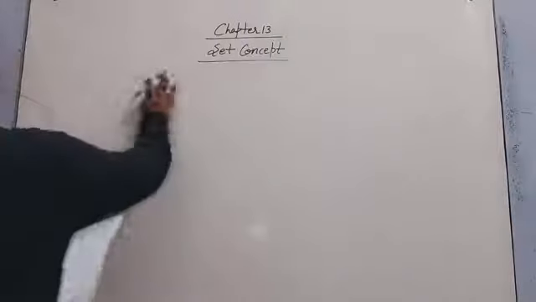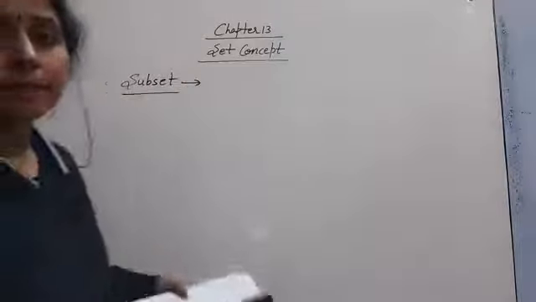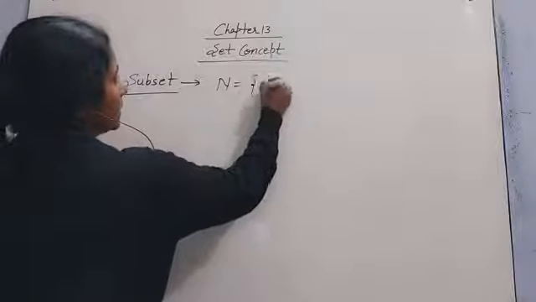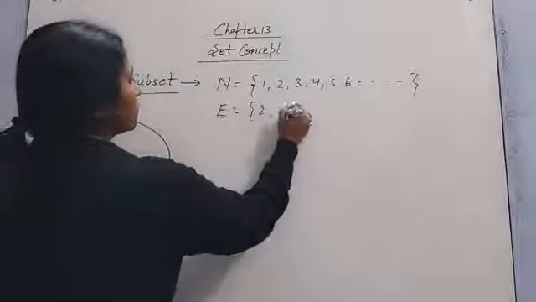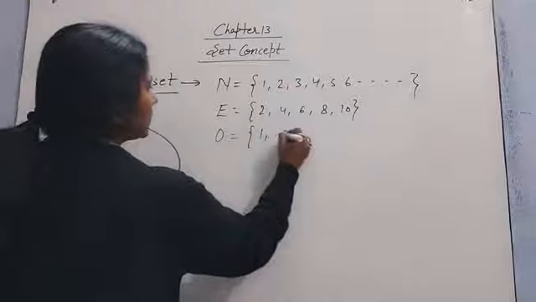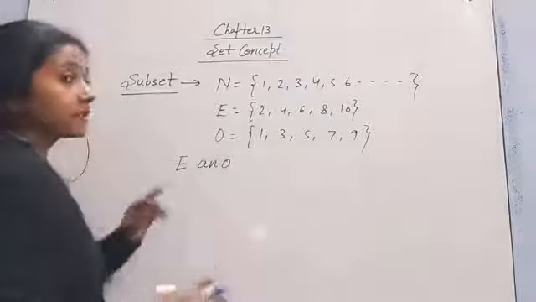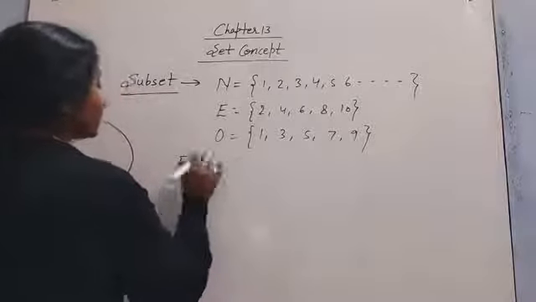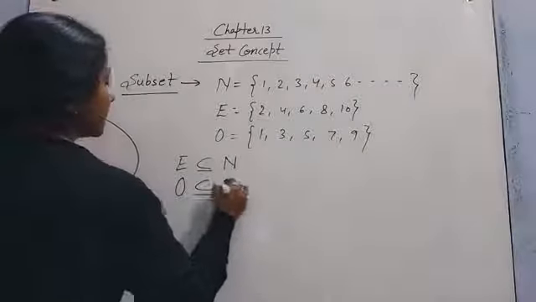Now, in the set concept, what is a subset? The topic is subset. Suppose the set of natural numbers is 1, 2, 3, 4, 5, 6 and so on. And the even numbers are 2, 4, 6, 8, 10, till 10 only. The odd numbers are 1, 3, 5, 7, 9. So we can say E and O are subsets of the natural numbers. So how can we denote it? O is a subset of the natural numbers.